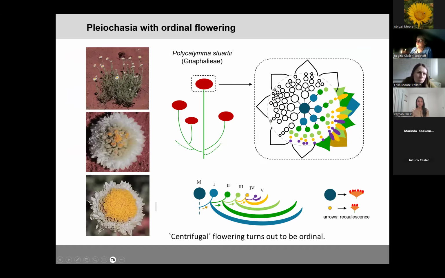And this flowering after the branch order leads us to ordinal flowering in Polycalymma. This is a desert plant from Australia, which has very complex Syncephalia clusters. So in the young stage, you see that the pseudanthium is composed of up to 100 capitula, which apparently flower in a centrifugal pattern. In the later stage, you cannot identify the individual capitula anymore.